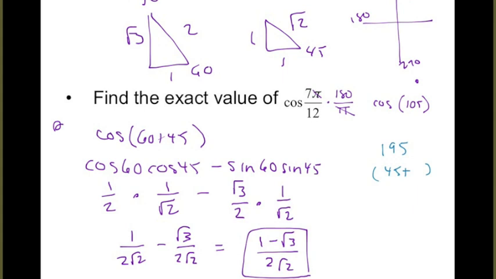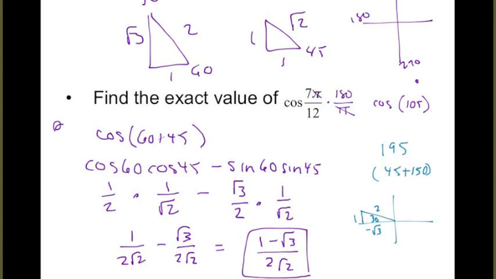150. That doesn't seem like a special angle. But if we graph 150, where does it end up? 30 before the 180. So we do end up getting a special triangle then. So we can still work that out using the 45 and the 150.